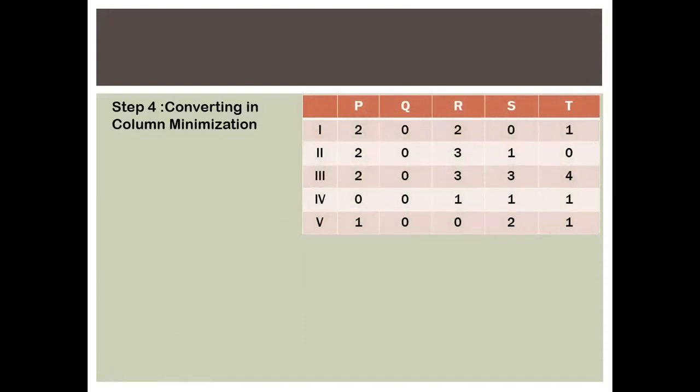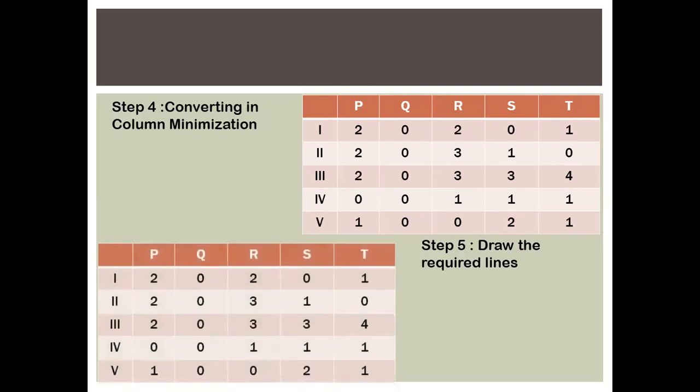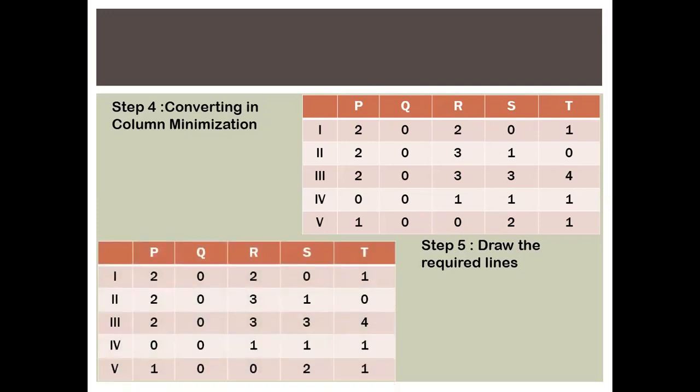Now what should be the next step, class? Draw the lines. But for drawing the lines, check whether each row and each column is having at least a single 0 in it. The condition is satisfied. So now we can draw the required lines. So how to draw the lines, class? Check row wise which row has got the maximum number of zeros. Correct. It is row number 1, row number 2, row number 4 and row number 5.